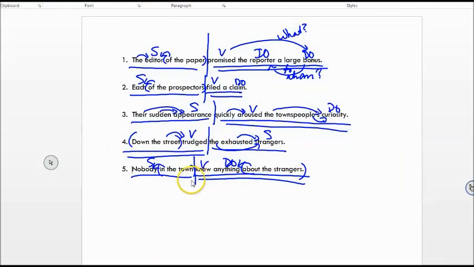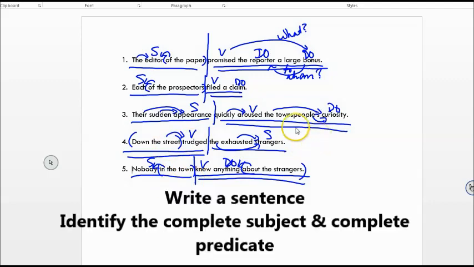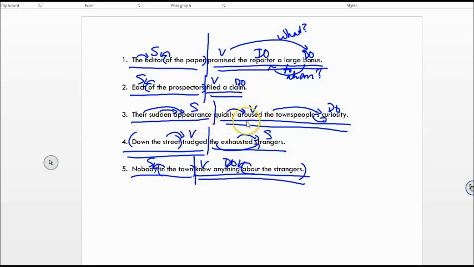So for your homework, what I want you to do is write a sentence, and I want you to identify the complete subject and the complete predicate. I know some of you don't have the ability to underline twice, so you can bold and italicize. It doesn't matter. You can underline and bold, but in some way you have to identify the subject and the predicate. And please provide a key so that I know what you think you bolded and what you think you italicized or underlined is correct. Okay?